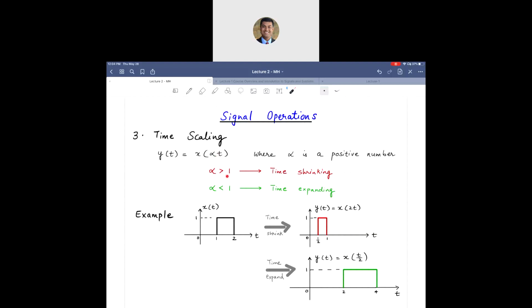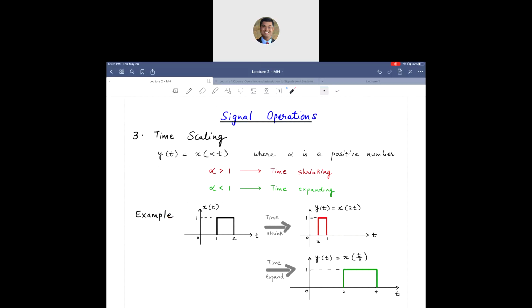So when alpha is greater than 1, it corresponds to a time shrinking operation, which means that the signal will shrink as suggested over here in this graph. When alpha is less than 1, it corresponds to a time expanding operation. There's a signal expanding in time as suggested by the green graph over here.